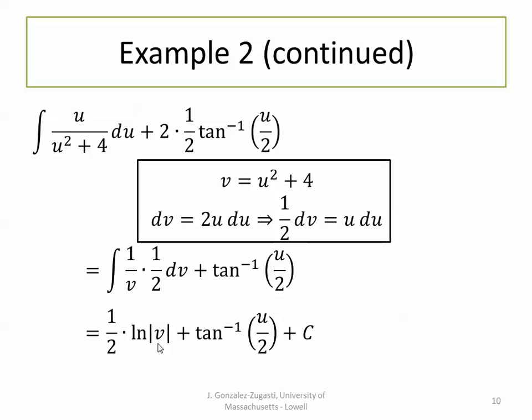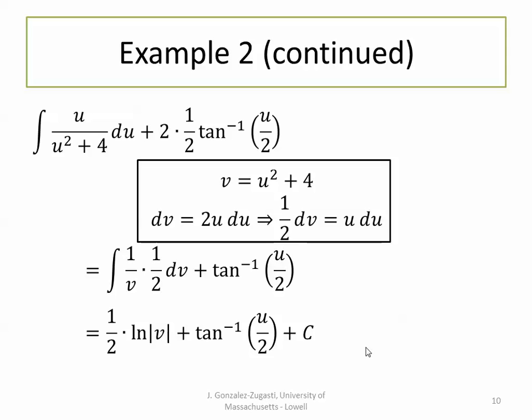Don't forget your absolute value signs. And then we're not doing anything here, so we just add on tangent inverse of u over 2, and now we need a plus c. And we're almost done. The only problem is we started out with x's, and right now our answer's in terms of u's and v's. We need to get rid of them.